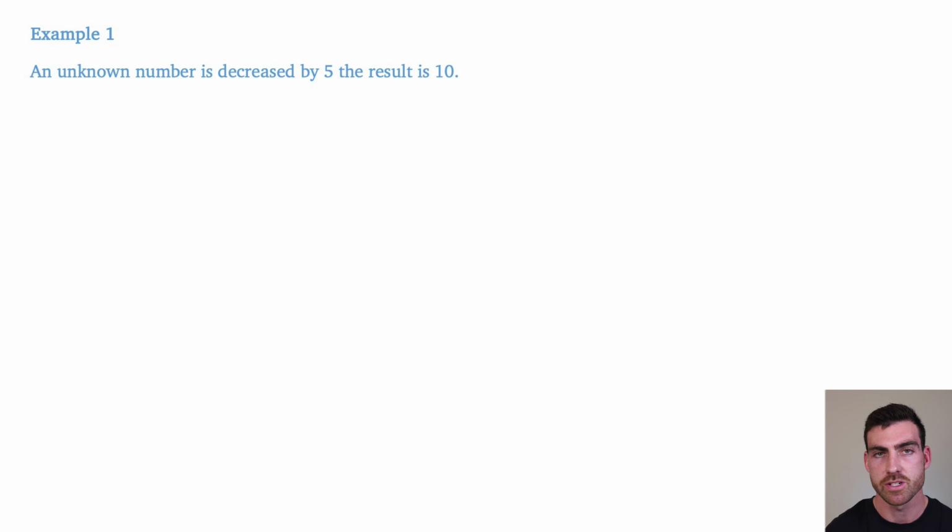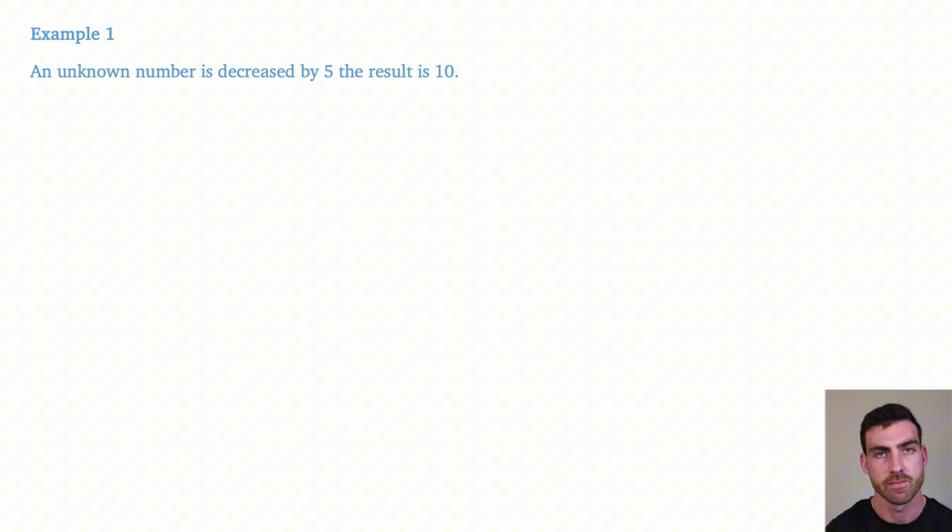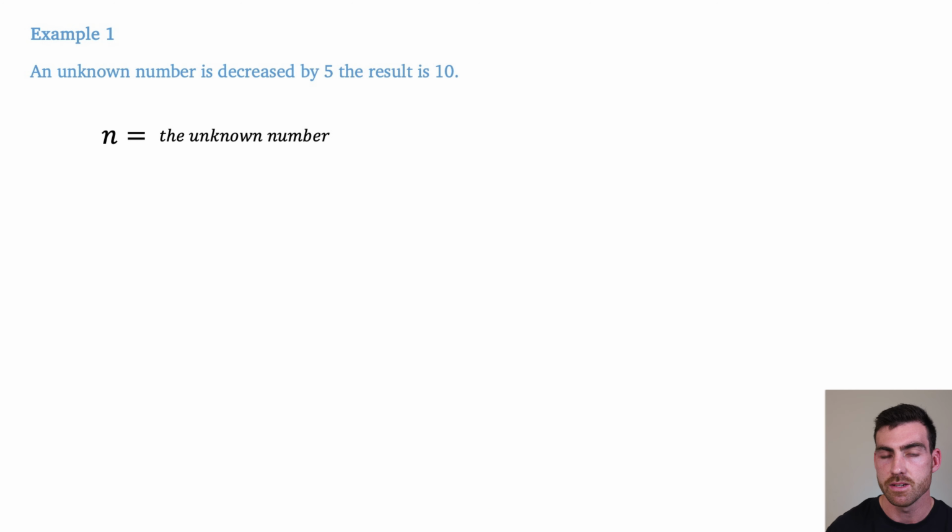Can you answer these questions? Example 1. An unknown number is decreased by 5. The result is 10. Our first step is to label the unknown number with a variable. Let's use n to represent the unknown number.